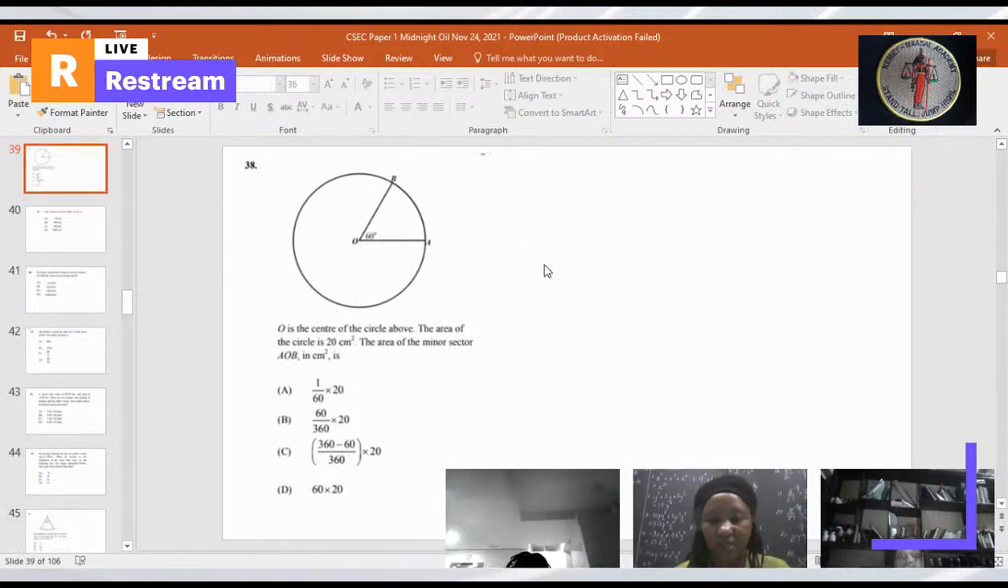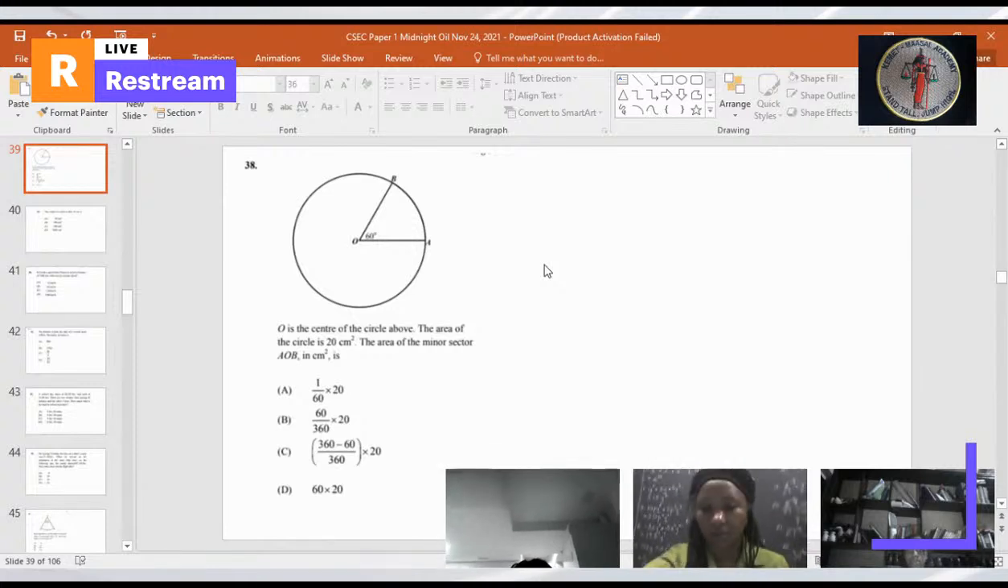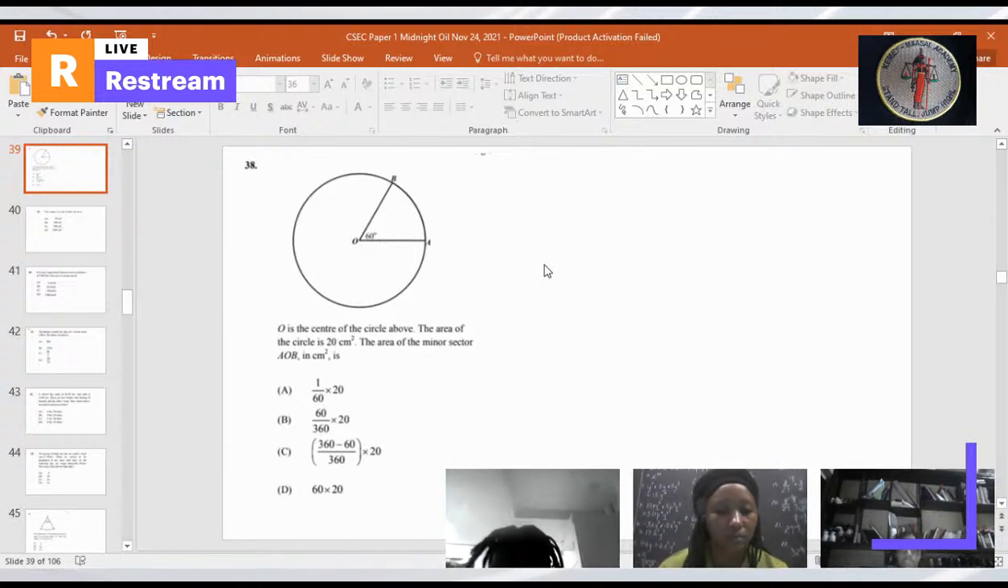Imani, 38. Number 38. O is the center of the circle above. The area of the circle is 20 centimeters squared. The area of the minor sector AOB in centimeters squared is. Imani, I'd like you to read that again for me louder. Number 38. O is the center of the circle above. The area of the circle is 20 centimeters squared. The area of the minor sector AOB in centimeters squared is.